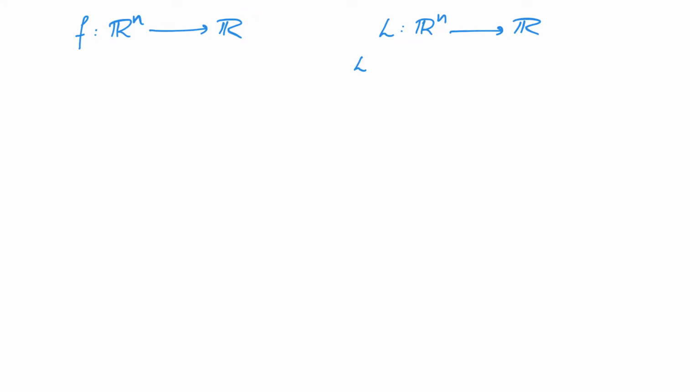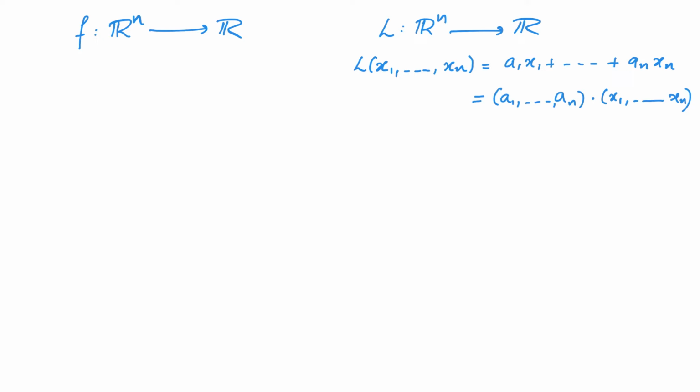Further recall that an arbitrary linear function L from Rn to R has the form L of x1, x2, etc. up to xn is equal to a1 x1 plus a2 x2 plus etc. up to an xn. We further observed that this can be expressed as a dot product of two vectors, namely a1, a2, a3, etc. up to an and x1, x2, x3, etc. up to xn. If we want, we can express the vector a1, a2, etc. up to an as a and therefore write this as a dot x.